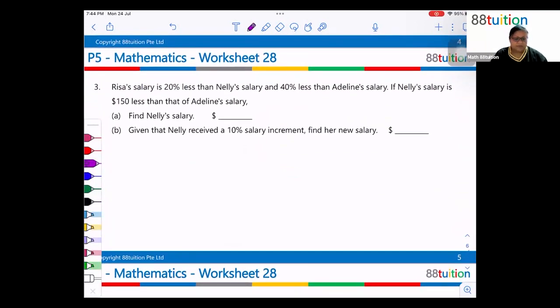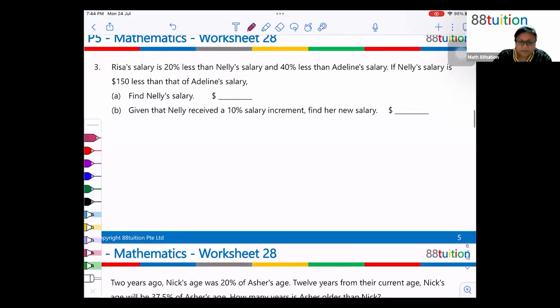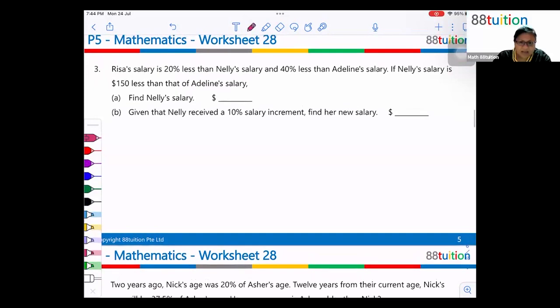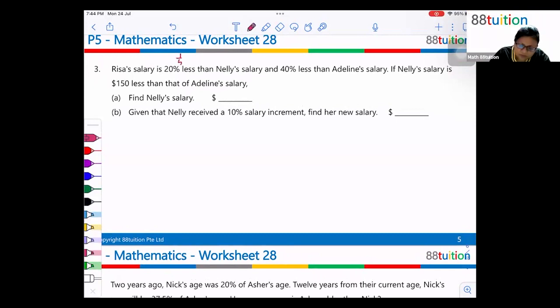Okay, so now for this next question, if you look at it, is there discount, interest, or GST? No. So what do I need to do to the 20%? What fraction do I change it to? 1/5. Thank you. So I change it to 1/5. 40% I change it to? 2/5. Thank you. Okay. Now, any more percentage? No. Okay, let's take a look at this.